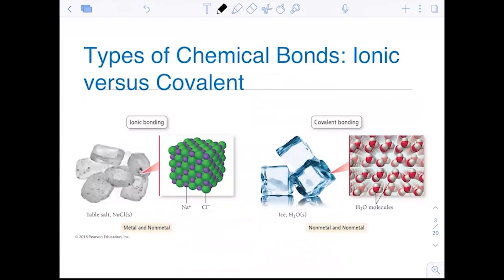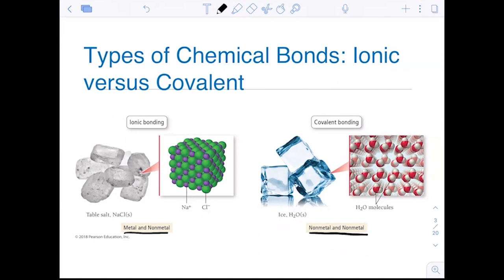I want to start here with the two main types of chemical bonds, ionic versus covalent. There are a couple of new things out there that talk about metallic bonds. We won't be talking about metallic bonds in this class. It's a very interesting new way of thinking about how metals bond with other metals, but we're going to fixate on the two main types that are prevalent in most general chemistry textbooks: ionic bonds and covalent bonds. Now, an ionic bond is going to be between a metal and a nonmetal. A covalent bond will be between two nonmetals.